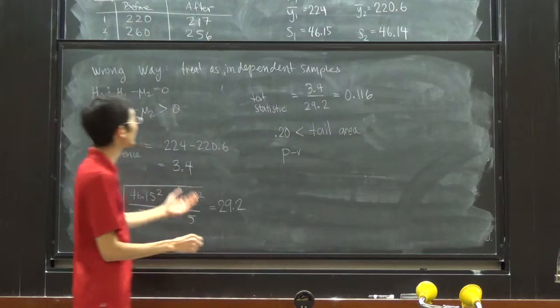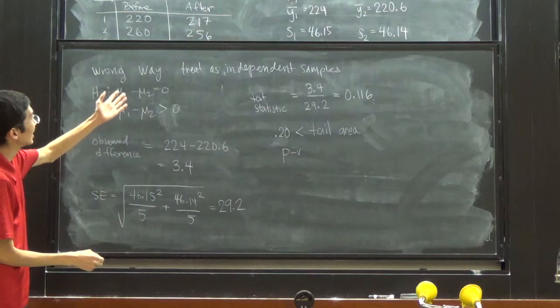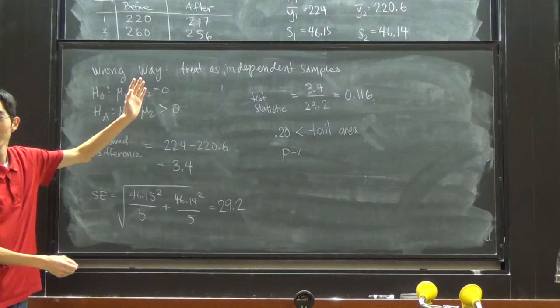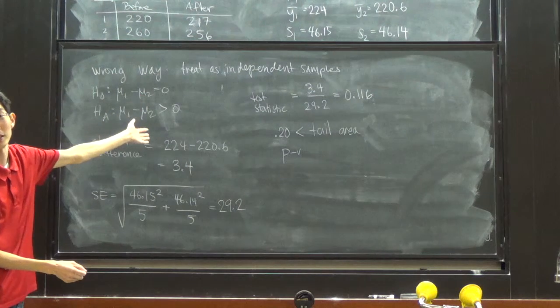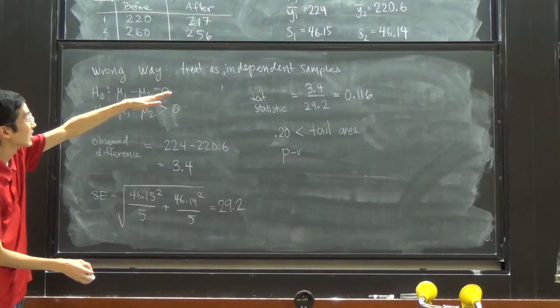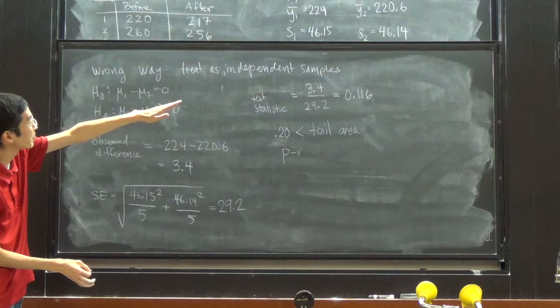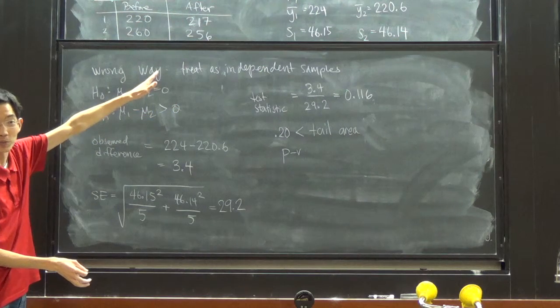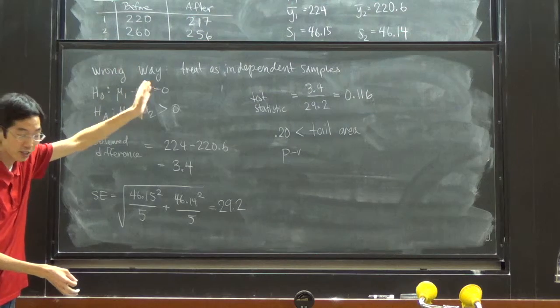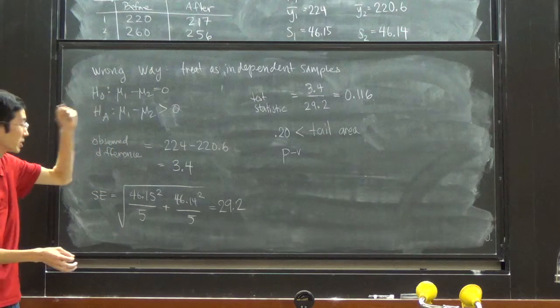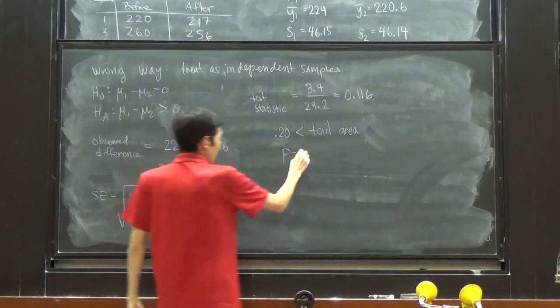Oh, you know what? I forgot to do a directionality check. I'm sorry. But it does meet the directionality check, right? Because at least the average weight after is less than the average weight before. Okay, so our directionality check is met, so that's why we are continuing on with the test. Okay, so we get a p-value over 20%.